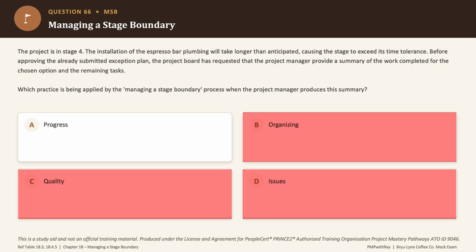So the correct answer is option A, producing the end stage report, giving the board a clear view of what work is complete and what remains, and that is the progress practice, doing exactly what it's meant to do inside the managing a stage boundary process. And this is how the board gets visibility before approving the exception plan. So the correct answer is option A.